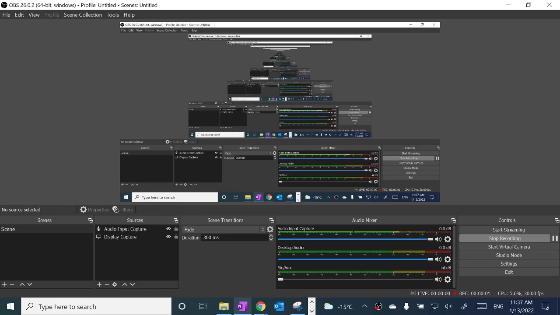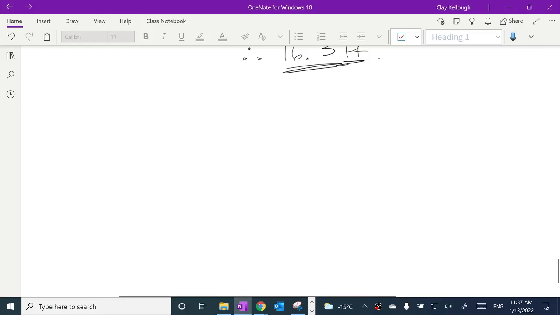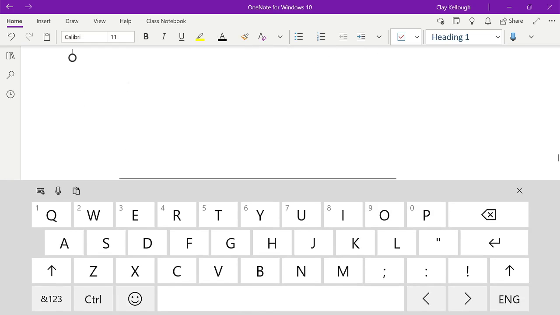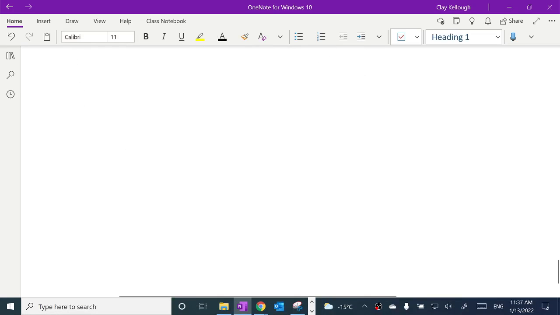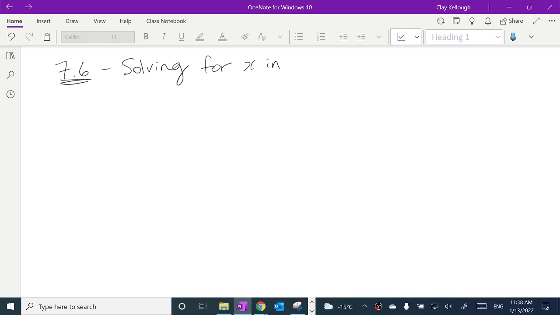Okay, so this is a little lesson for my applied math students, my grade 11 applied students. It's kind of a supplement to 7.6. We'll call this 7.6, solving for x-intercepts in vertex form.